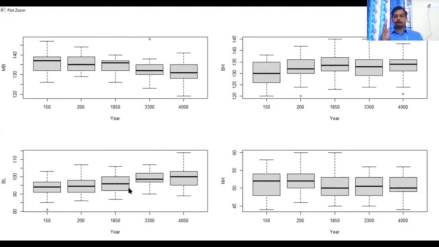That means over the years, the Egyptian generation had a reduced length of the skull as well as breadth of the skull. Now, this is the overall finding we have observed from this particular data.